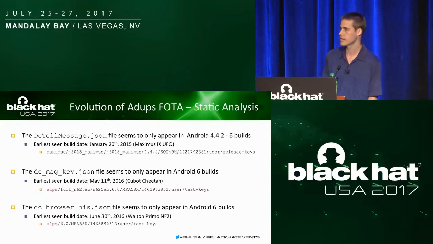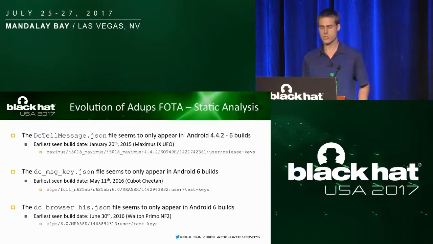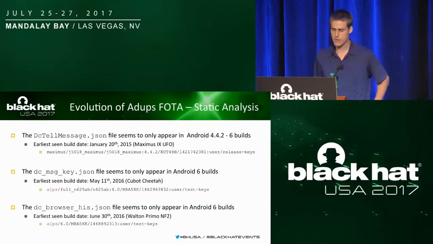And we looked at the build date in the system properties to find when it was introduced. For the DC tel message, the earliest we saw it was January 20th, 2015. DC message key, which is the user's text messages, we only noticed in devices running Android 6. The earliest we saw this was May 15th or May 11th, 2016.